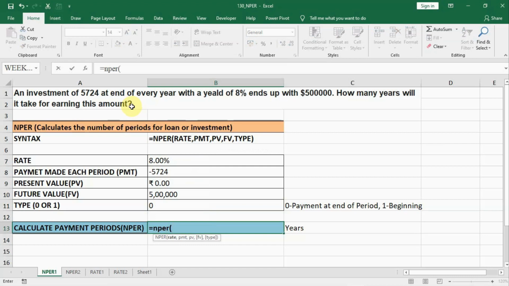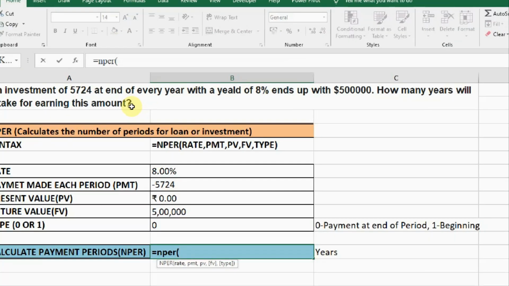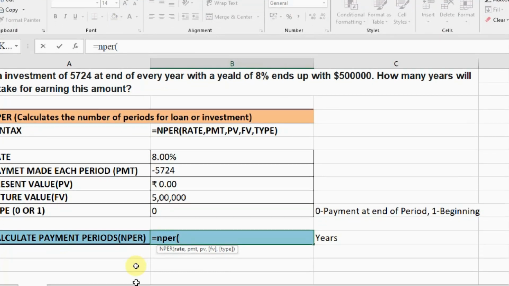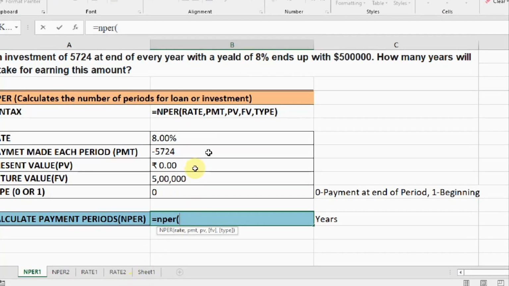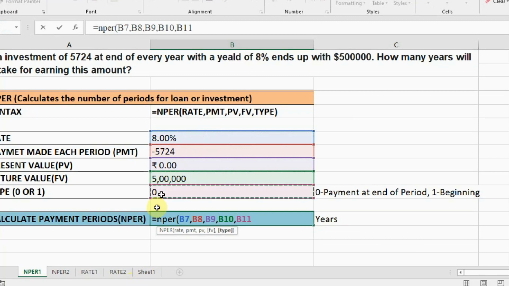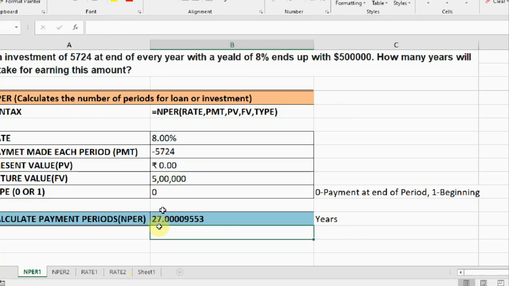NPER, as in our previous experiences, is again made up of 5 components you can see on the screen. First is the rate. We'll select our rate and then comma, then PMT, then comma, present value, comma, future value, comma, type, and the answer is 27.003. That means the 5724 every year investment will take around 27 years, and then after 27 years it will get converted to around 5 lakh rupees.